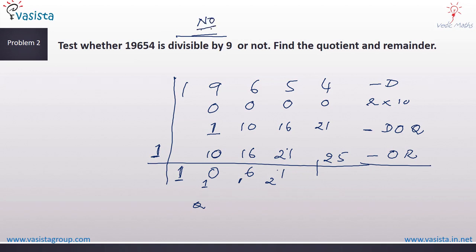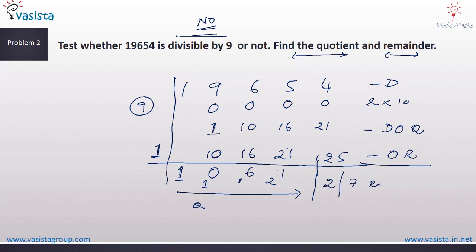No, this number is not divisible by 9. But the question is, find the quotient. We need to find the quotient as well as the remainder, right? Now 25, compare with 9. The actual divisor is 9. So when you divide, 9 2s are 18. You are going to get 2 as the quotient and 7 as the remainder. Correct? 9 2s are 18 plus 7 is 25.